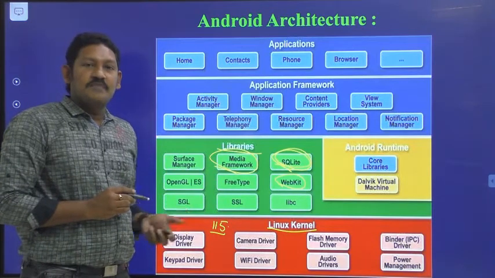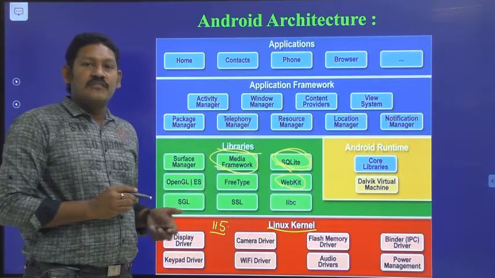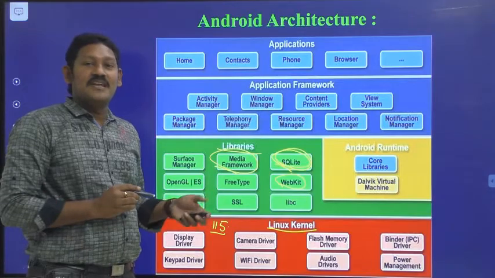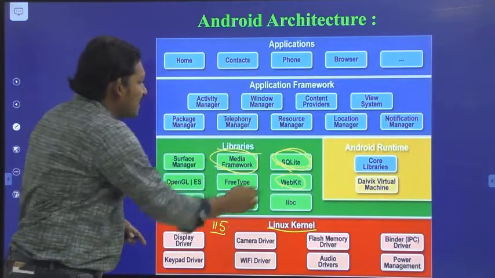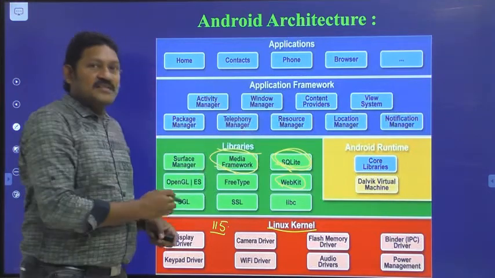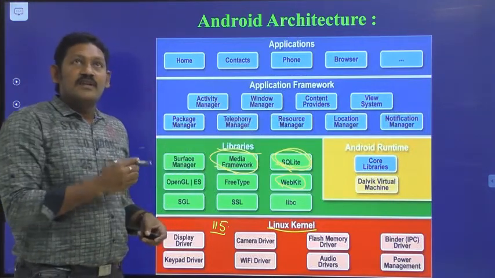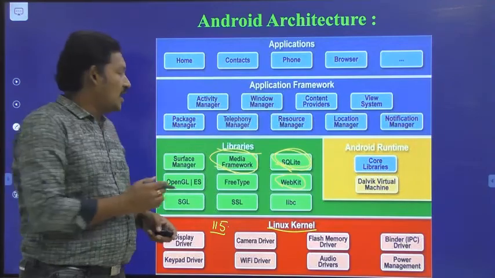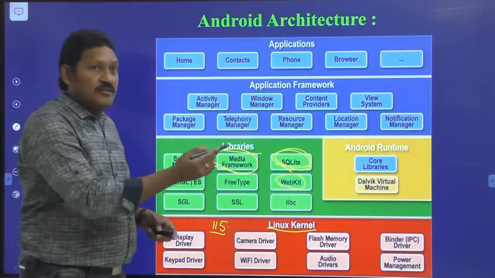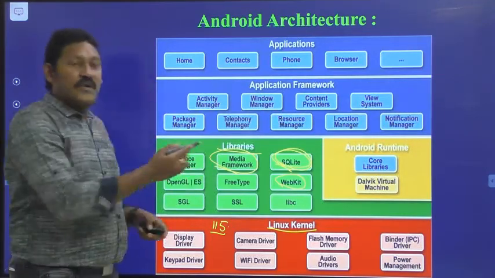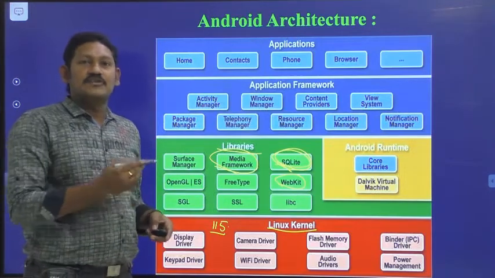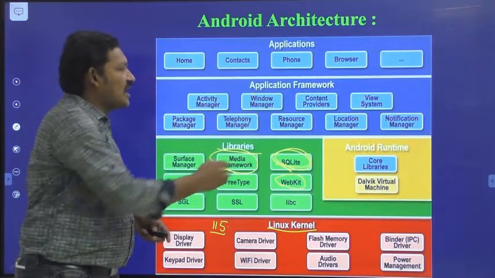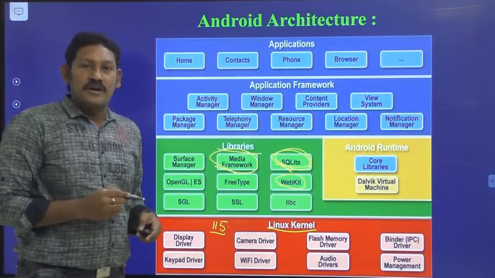We have different libraries to play and record audio and video. We have SSL libraries responsible for internet security, etc. All these libraries have their own importance: one for audio and video players, one for providing internet and its security, and one for database or storage. Each and every library has its own importance.